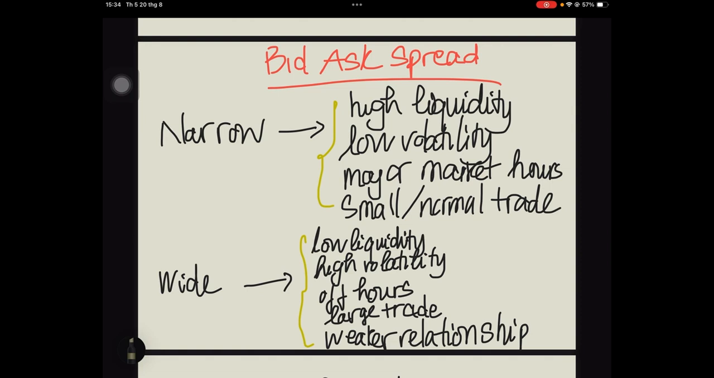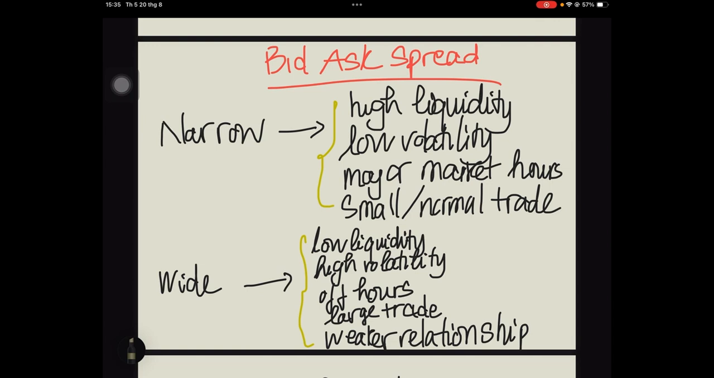For transaction size, a very large transaction can create more execution and inventory risk for the dealer. So the quoted spread may depend on the size of the transaction. A small institutional trade and a massive corporate currency transaction don't necessarily receive identical pricing.